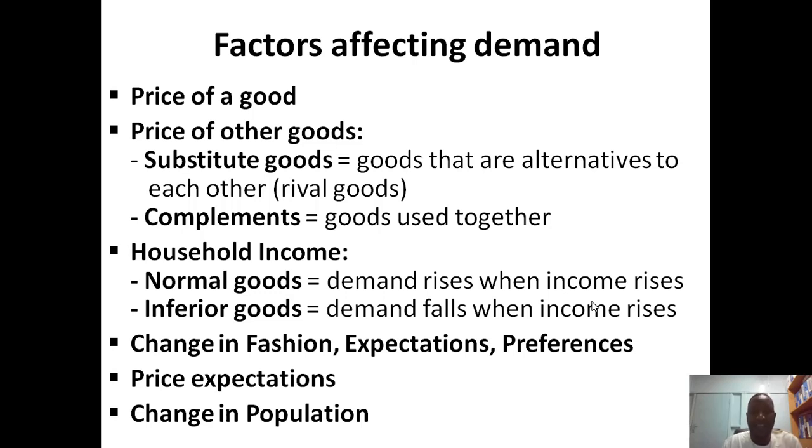They are bought when people cannot afford the normal goods. So if there is an increase in household income, the quantity demanded of normal goods increases. If there is an increase in household income, the quantity demanded of inferior goods falls. So how can we explain a normal good? A normal good is a good whose quantity demanded increases as income increases. An inferior good is a good whose demand falls when income increases.